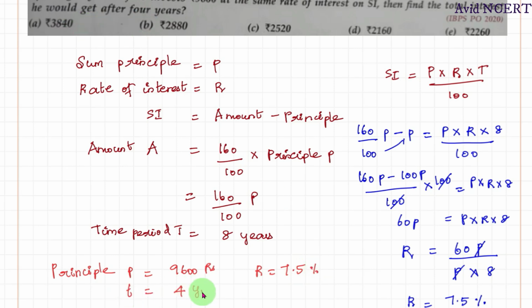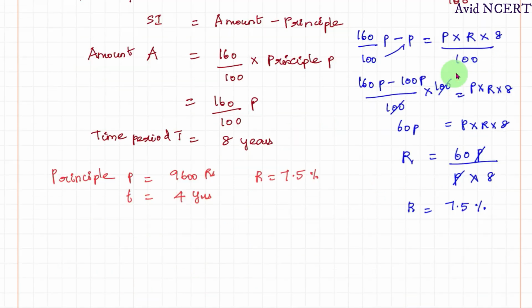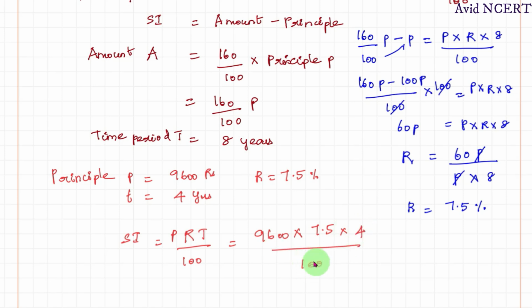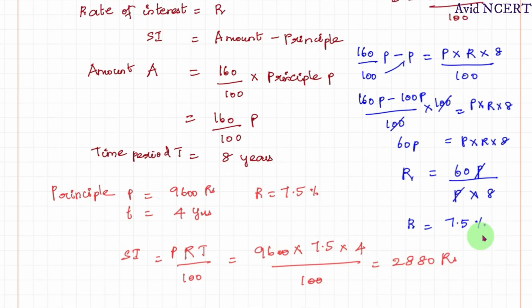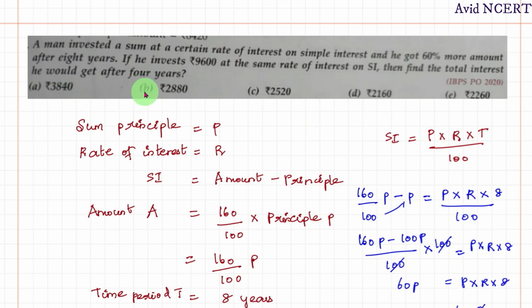Let's substitute all the values in this SI formula, and we can find the answer. SI equals PRT by 100, which equals P is 9,600 times R is 7.5 times T is 4 divided by 100. 0 gets cancelled. When we multiply this, the answer we get here is 2880 rupees. So the total interest you would get after 4 years is 2880 rupees.